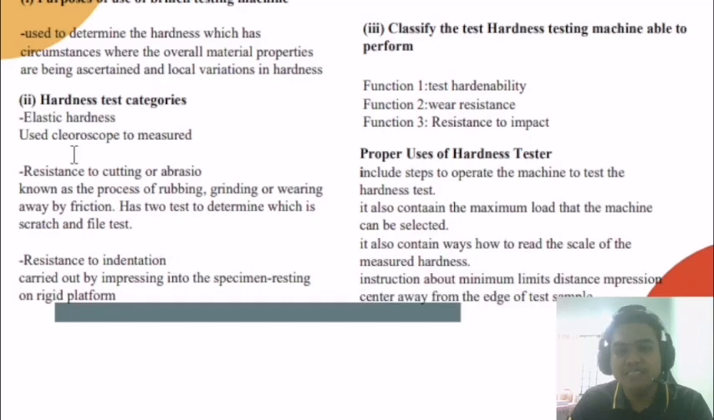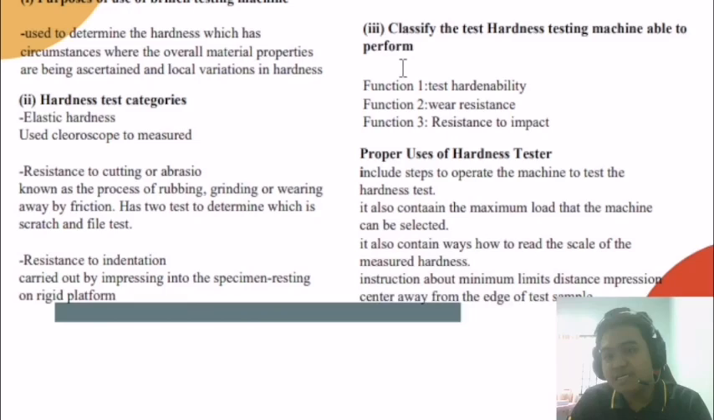For elastic hardness, steel is used with an accelerometer to measure, and resistance to cutting or abrasion is known as the property of rubbing, grinding, or wearing away by friction. There are 2 tests to determine this, which are the crash and file test. And the resistance to indentation is carried out by impression into the specimen resting on a rigid platform. So this is generally a Brinell testing.